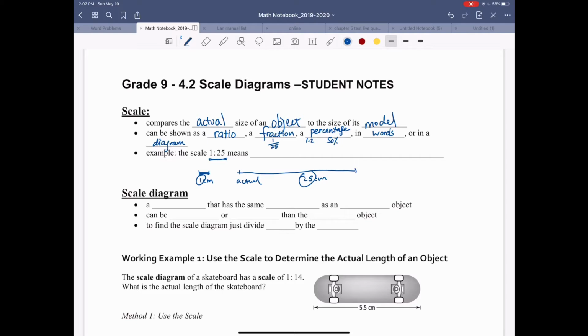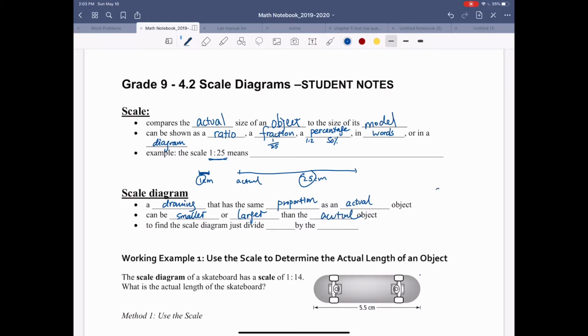A scale diagram is a drawing that has the same proportion as the actual. So this skateboard is not really a skateboard, because that's a drawing of a skateboard. The skateboard cannot be that small. So this skateboard picture is a scale diagram of the actual, basically the model. The model can be smaller or larger than the actual object. Here, the skateboard drawing is smaller than the actual object.